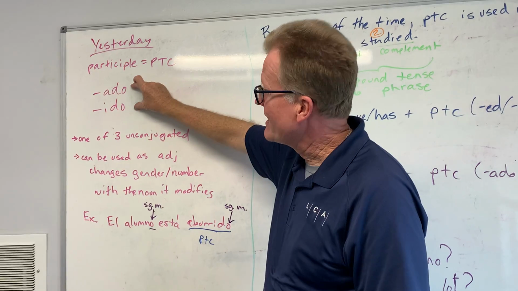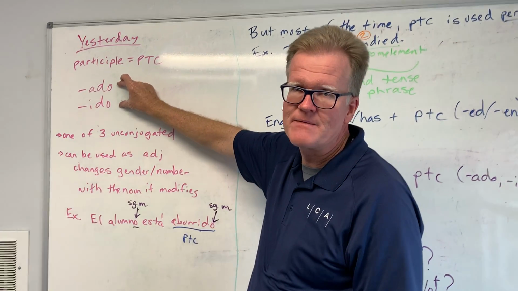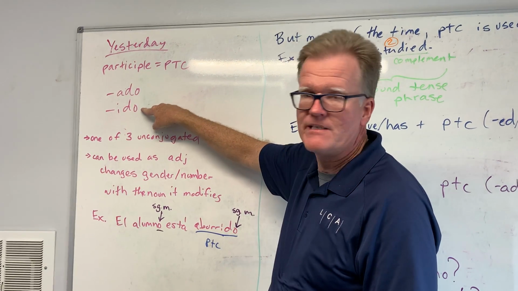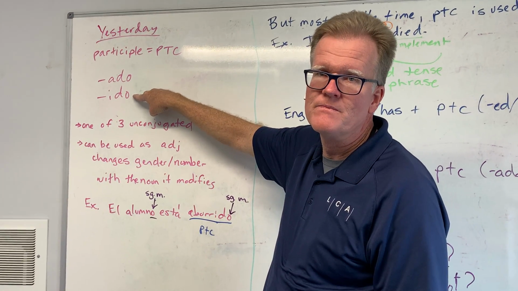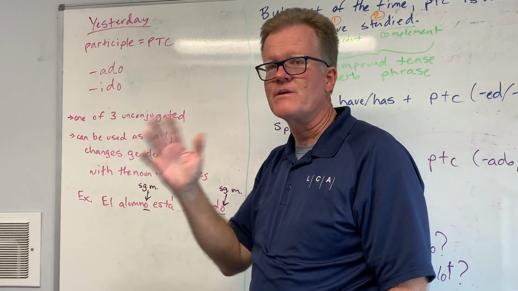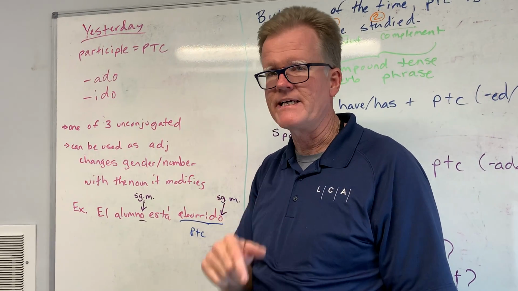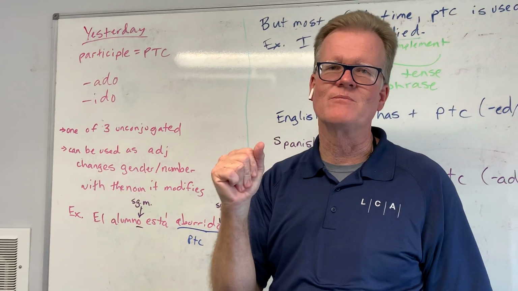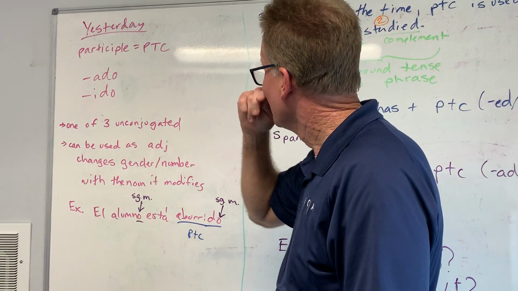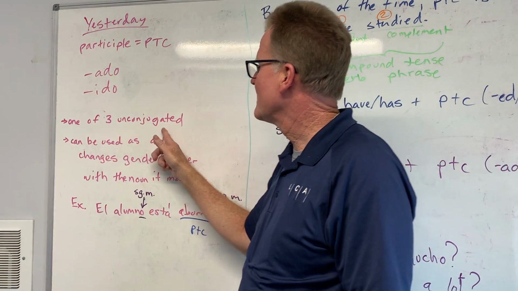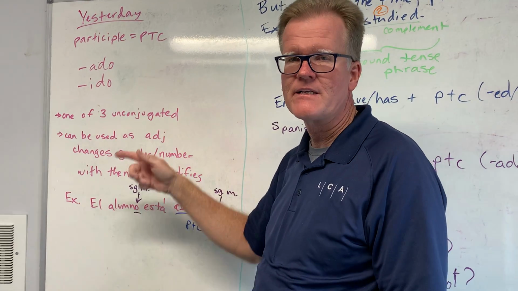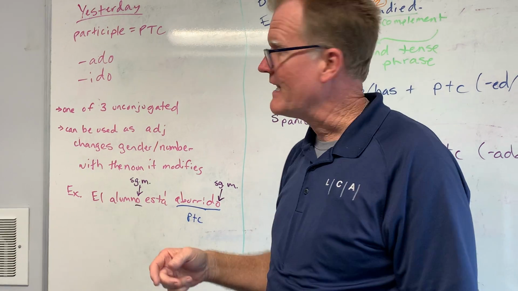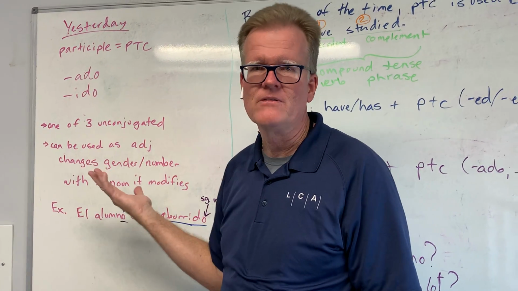In Spanish, we recognize them by the endings ado for an AR verb, ido for an ER or IR verb. Then there are some irregular participles. We'll see them later. Don't worry about them. Right now, you're just going to look for ado, ido, and you're like, participle. I recognize it. The participles are one of the three unconjugated forms. The other two are infinitives and gerunds. We saw them in Spanish 1.